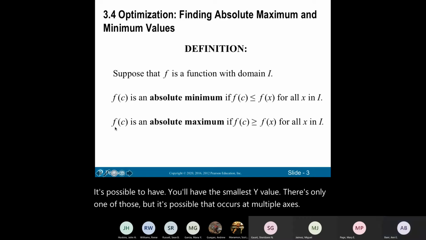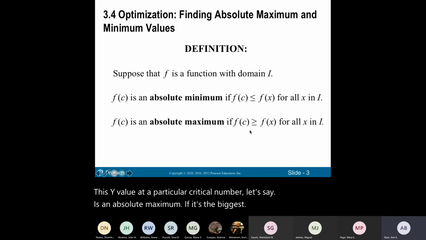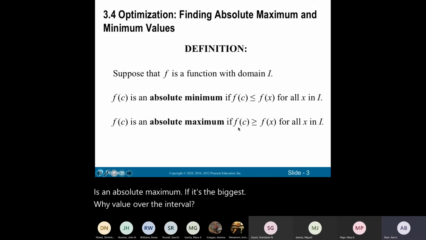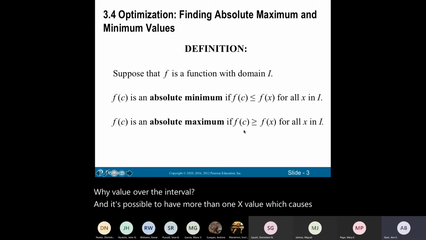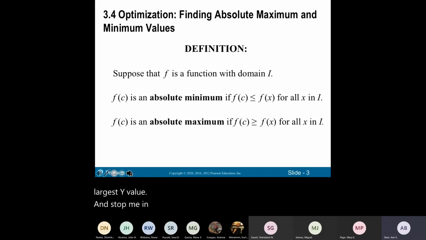And this y value at a particular critical number, let's say, is an absolute maximum if it's the biggest y value. And it's possible to have more than one x value which causes that largest y value. And stop me at any time if you have a question.